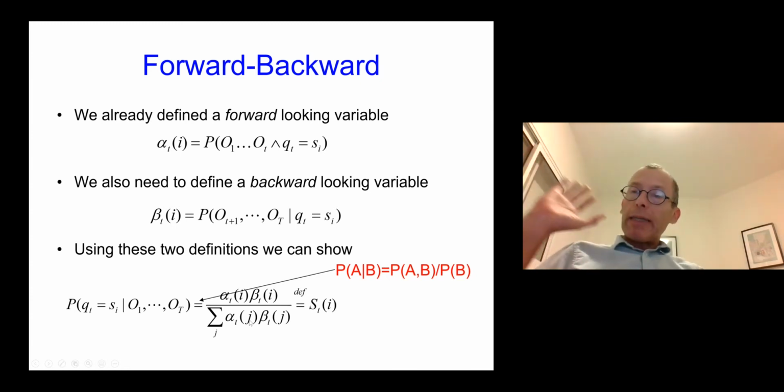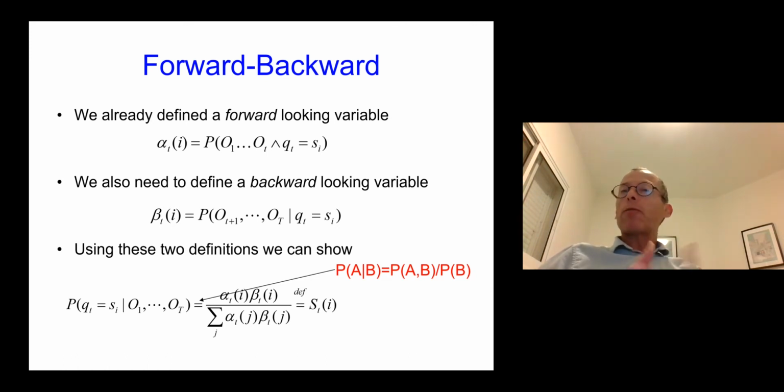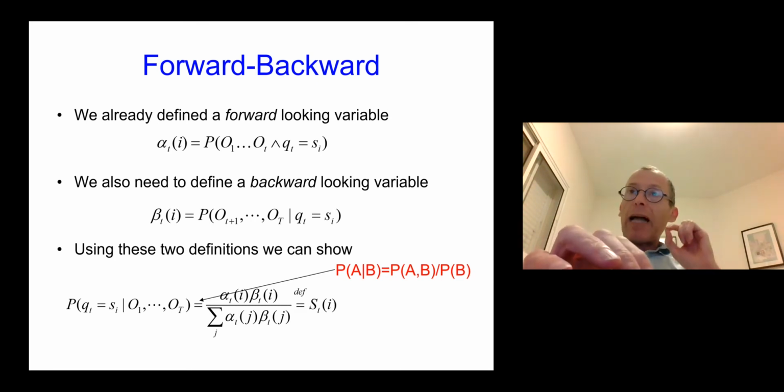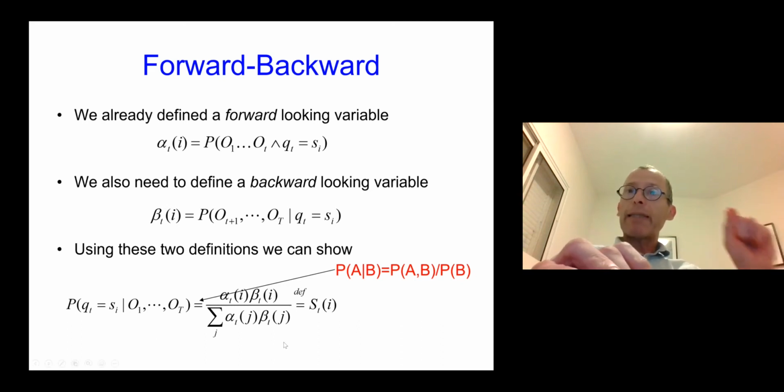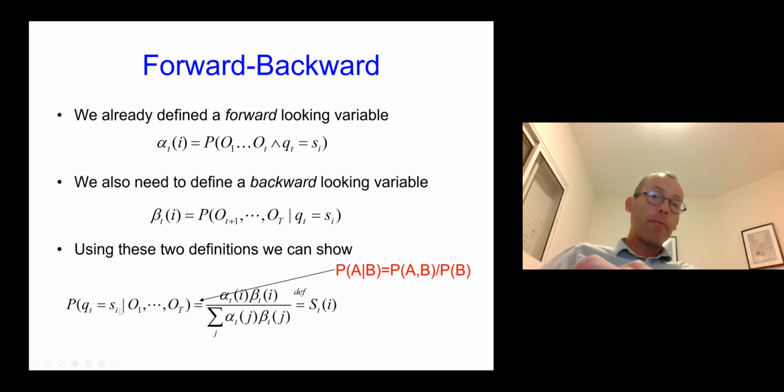Okay, the important thing, and you can try and derive it later, and you should be able to derive it based on what we did in the last lecture and based on simple probability laws. The important thing is that using this, we can use alpha and beta, which we know how to compute in polynomial time, to compute the expected value for state i at time t, which we define as S_t(i), the probability that we are at state i at time t.